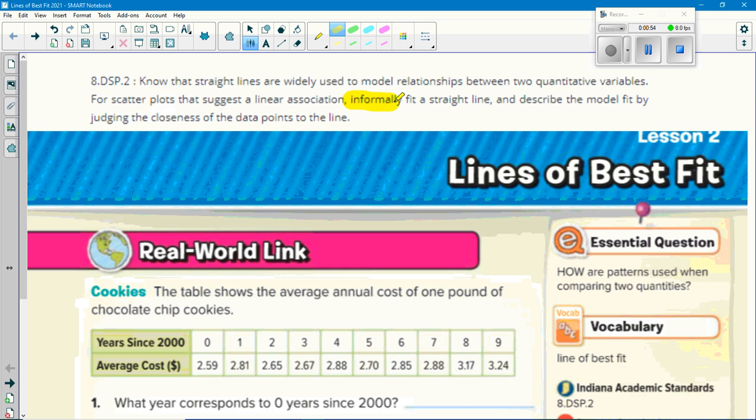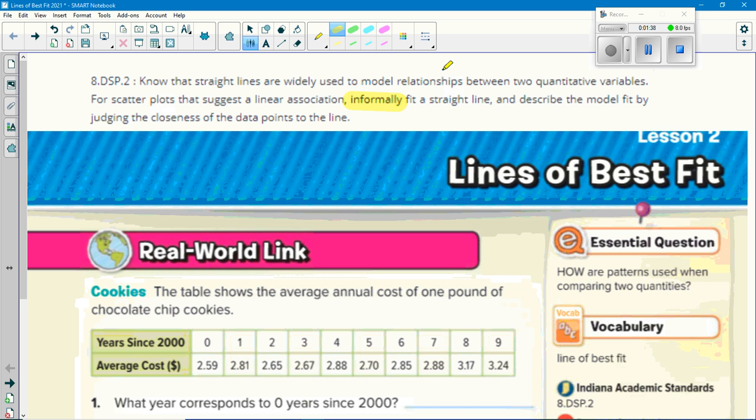But informally, which means it's an approximation, okay? And we're going to make it fit the pattern the best that we can. And then we can describe the model fit by judging the closeness of the data points to the line. It goes back to what we talked about with scatter plots the last couple times. The stronger the relationship, the more the points fall into a linear model, the better that our line will be. And the more loosely they fit, the weaker the association, then it's going to model what we're doing, but there's going to be a little more room for interpretation.